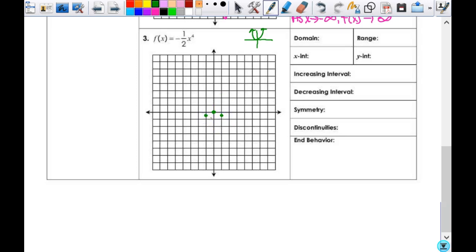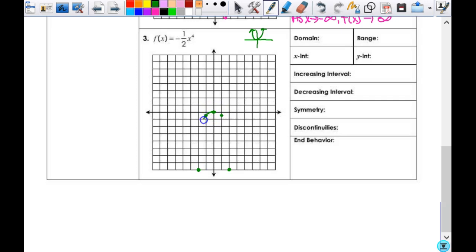You get those. When I substitute in a 2, 2 to the 4th power is what? 16. And then that 1/2 times 16 is what? 8. Is that going to fit on my graph? Yeah, then it needs to be on my graph. So at 2, I'm at negative 8. And at negative 2, I'm at negative 8.